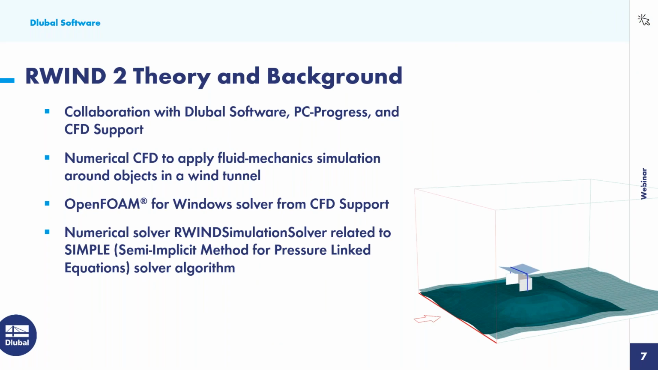So let us talk about the theory and background of this standalone program, RWIND 2. It's actually a collaboration between 3 companies, including, of course, us, Dlubal Software, but also PC Progress and CFD Support. It will apply numerical computational fluid dynamics to apply fluid mechanics simulation around objects within this numerical wind tunnel. We can see down here at the lower right a small picture of what this wind tunnel may look like with our structure that we'll be moving through today.